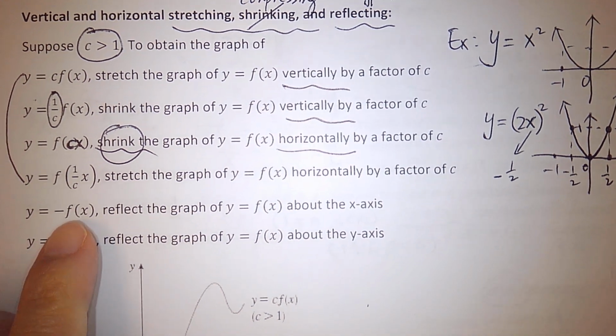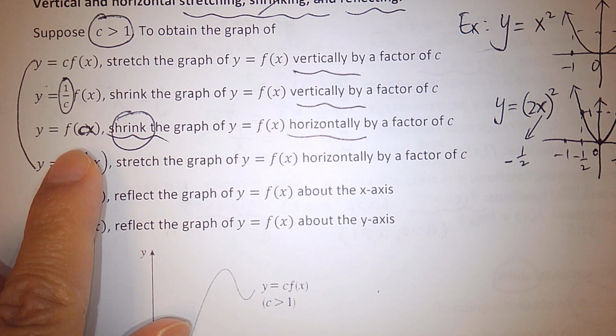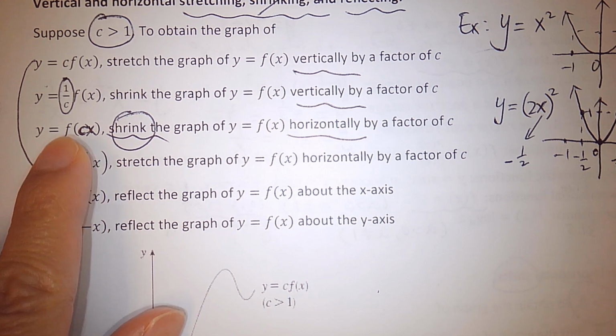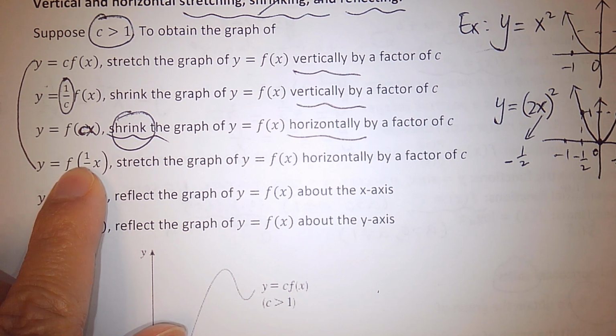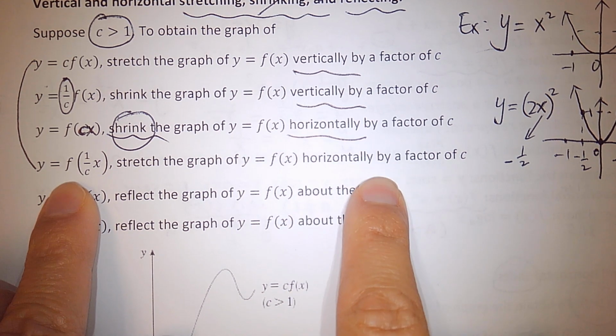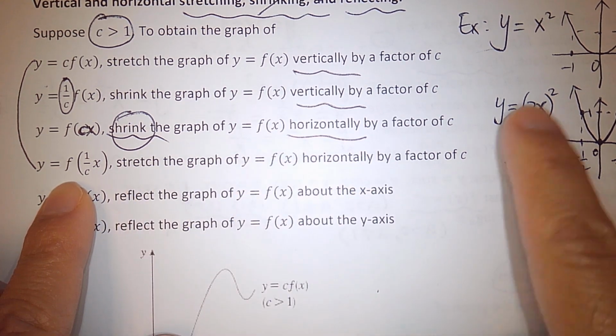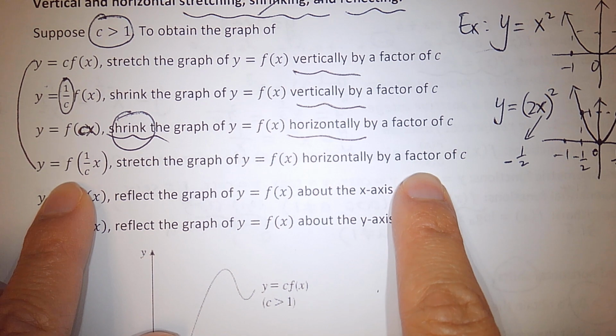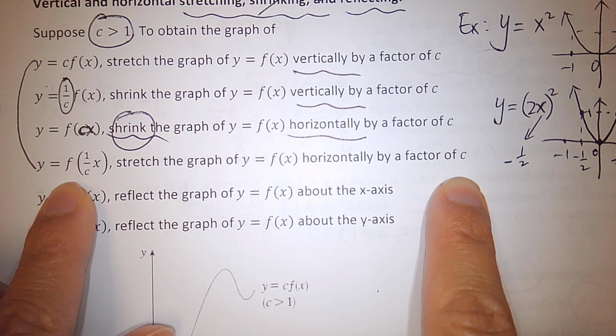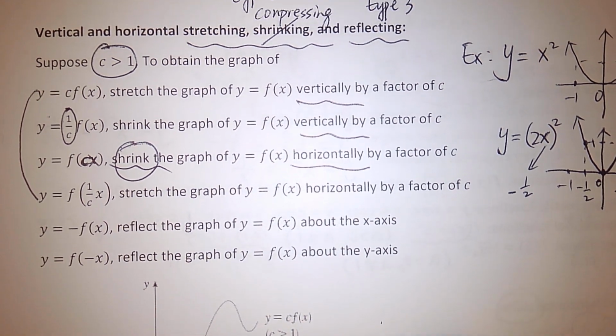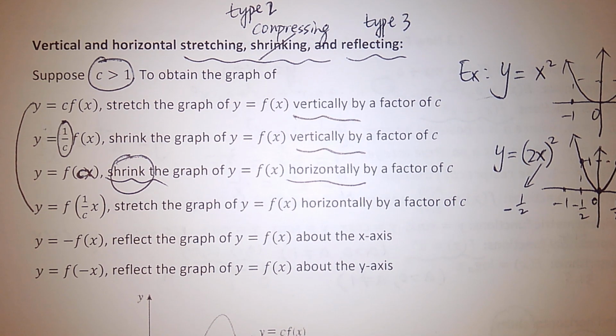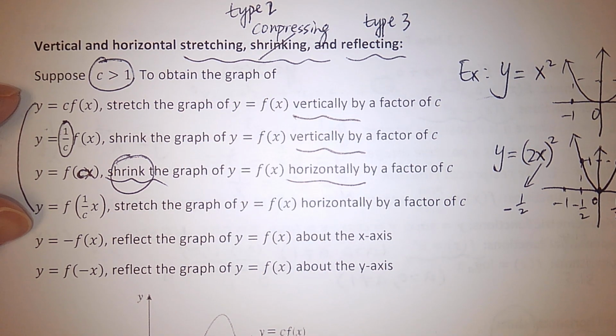Okay. Well, if we replace x by x over c, c is greater than 1, so 1 over c is less than 1, right? Less than 1. So horizontally we stretch the original graph by a factor of c. So these are the compressing and stretching. Any question from these subcases?